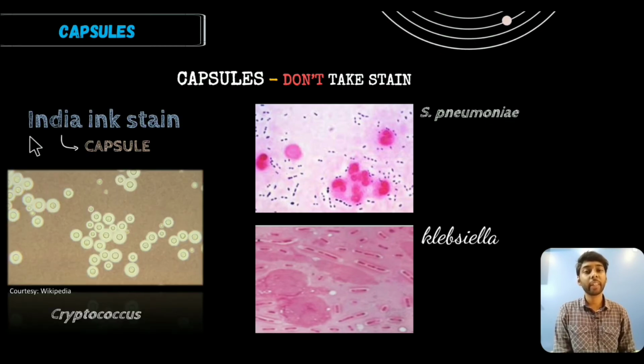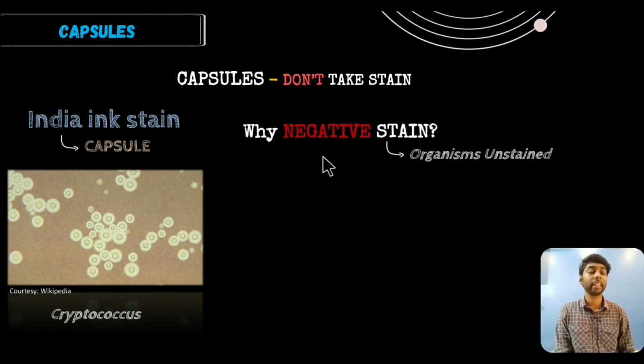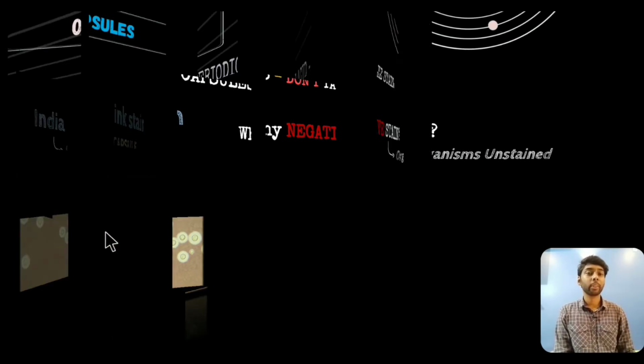But there is a specific test for capsules also, and that is the India ink stain. And we know that this stain is called the negative stain because we are actually not staining the organisms, rather we are staining the background. So the background here is stained with India ink, and the organisms here are not stained with India ink, rather they are unstained. And so we can say that the yeast Cryptococcus is unstained, and that's why we can say they are encapsulated. So that's about the capsules.